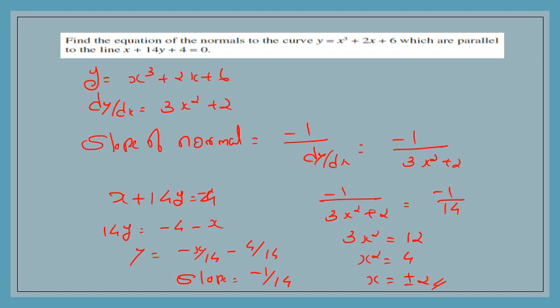Now, what are the points? Therefore, when x is equal to 2, then y becomes what? 18. When x is equal to minus 2, then y becomes minus 6. So the points are (2, 18) and (minus 2, minus 6).